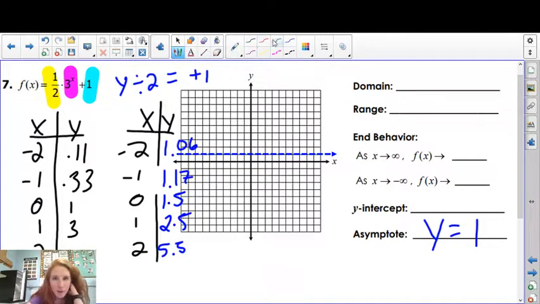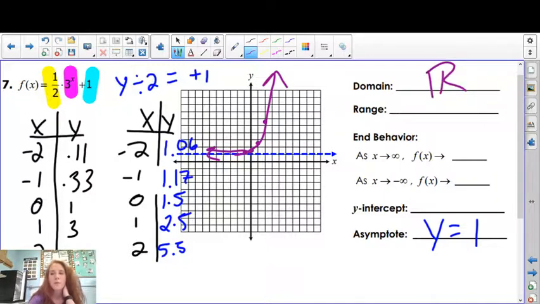I'm going to start to plot my dots. We'll do purple this time, so -2, a little bit bigger. -1, just barely any larger. 0 is 1.5, so hardly any bigger. 1 is 2.5, so about there, and 2 is 5.5. It's about there. And then I'm going to go ahead and connect my dots.